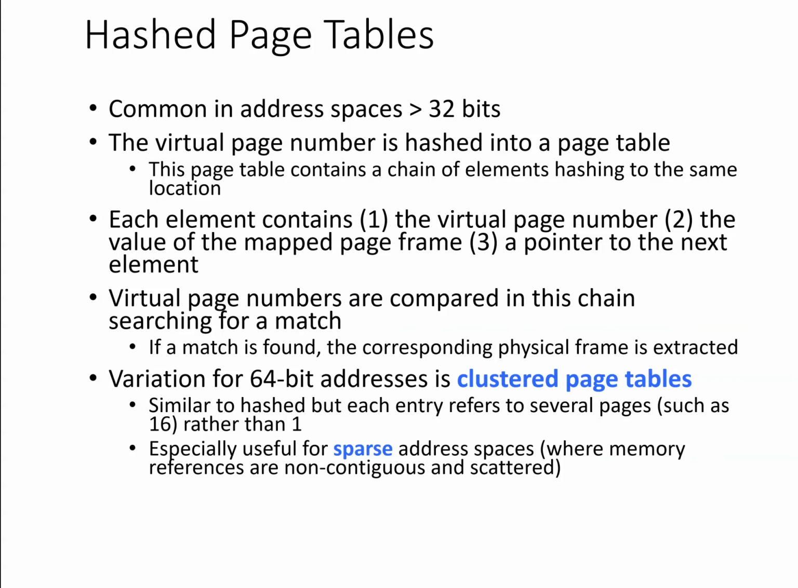Another option is in systems with address spaces greater than 32 bits, the virtual page number is hashed into a page table. The table contains a chain of elements hashing to the same location. Very similar to just data structure hashing. Each element contains the virtual page number, the value of the mapped page frame, and a pointer to the next element. Virtual page numbers are then compared. So basically, this is like open hashing. We could also cluster them as well and could use this for sparse addressing.